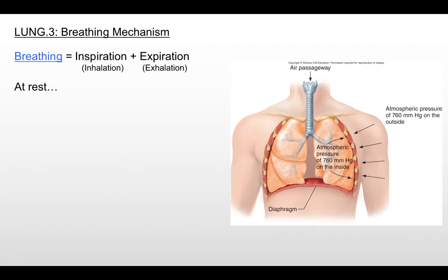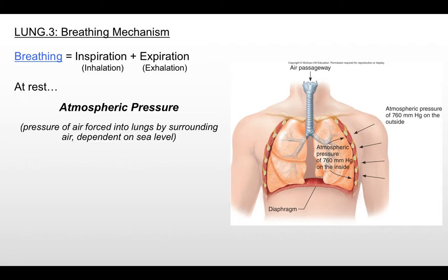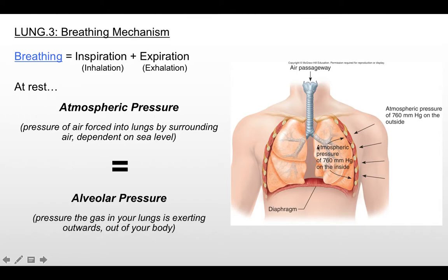When you're at rest, the atmospheric pressure, which of course is dependent on where you are regarding sea level, let's say an average of 760 millimeters of mercury, is equal to the pressure inside your lungs, your alveolar pressure. So we see nothing moving. If the pressure in the air, which is forcing its way into your body, is equal to the pressure in your lungs, if it's 760 and 760, we are at rest. Atmospheric pressure equals alveolar pressure.